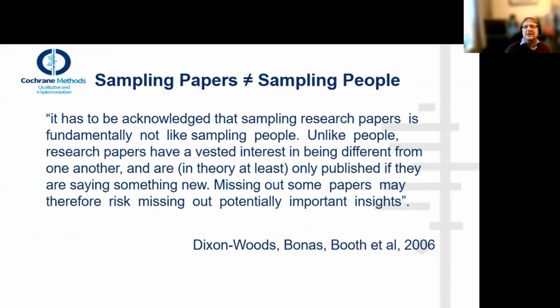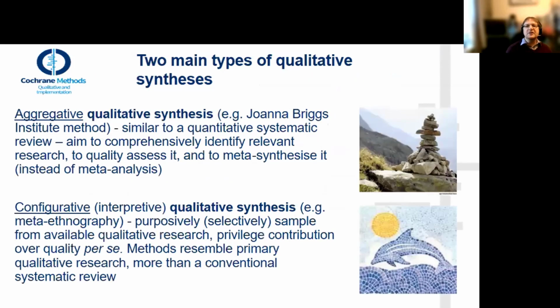And we have to recognize too that sampling papers isn't like sampling people. If you go and interview someone, then they won't know what others have said before. If you sample papers, then they've had the opportunity, whether they've taken it or not, to actually see what other people have previously said. And authors have a vested interest in highlighting things that haven't been present in other papers. So they're not independent informants like in primary qualitative research.